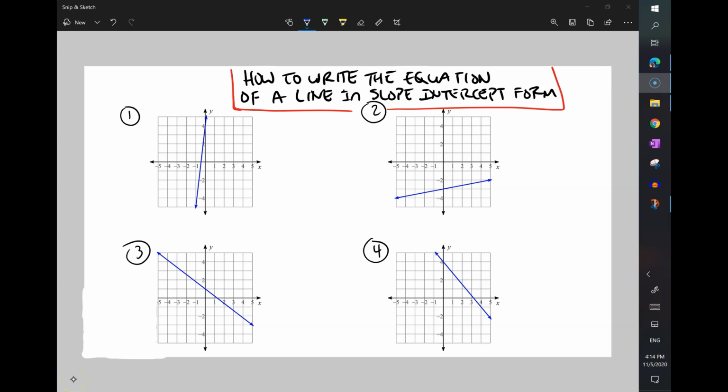Hi everyone, in this video I'm going to show you how to write the equation of a line in slope-intercept form. I have 4 lines here and I'm going to show you how to do the first 2 a little slower than I show you how to do the last 2. Okay, so with that, here we go.